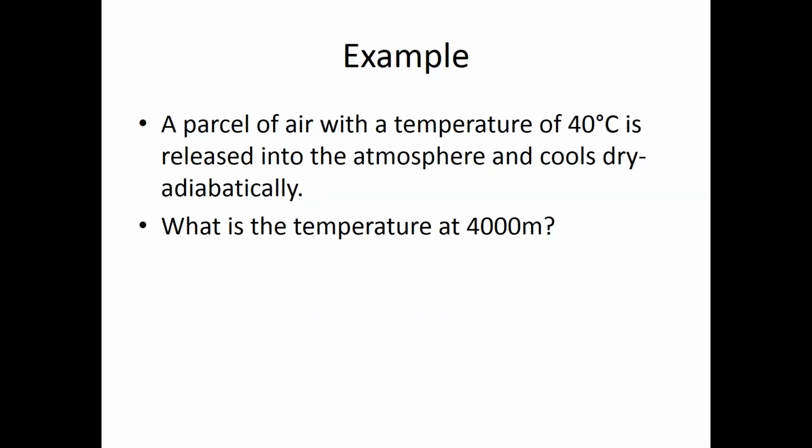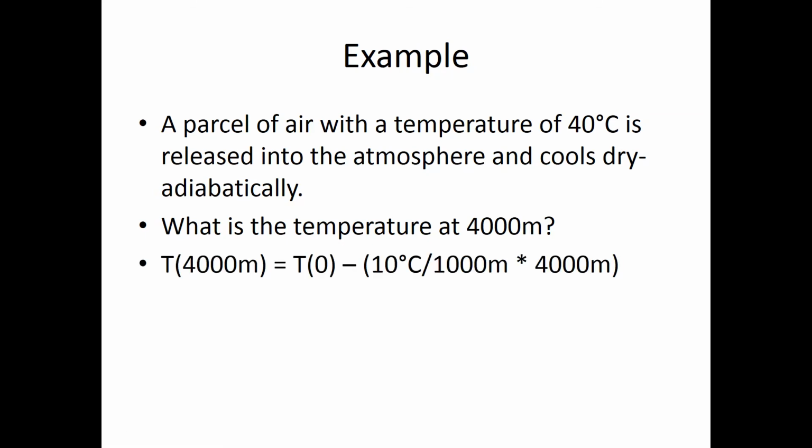We can actually do an example using this formula. So we have a parcel of air with a temperature of 40 degrees Celsius at the surface, and we release it into the atmosphere. And it's unsaturated. What will its temperature be at 4,000 meters? Well, to find that out, we just plug our numbers into the previous formula. The temperature at 4,000 meters equals the temperature at the surface minus the lapse rate, 10 degrees Celsius per 1,000 meters, times 4,000 meters.